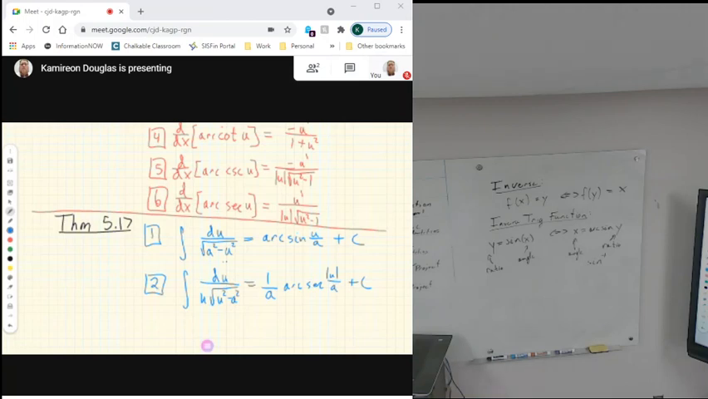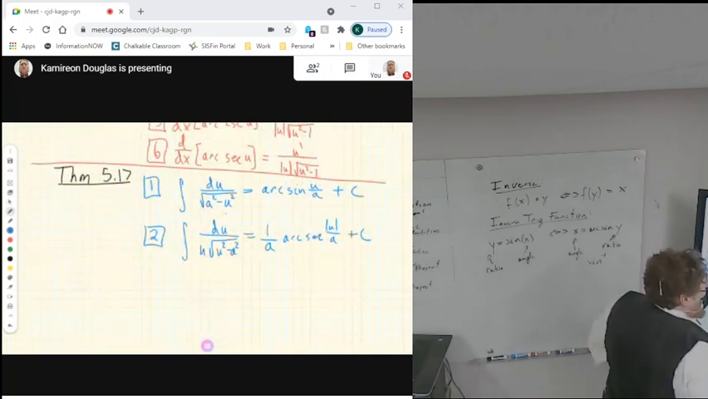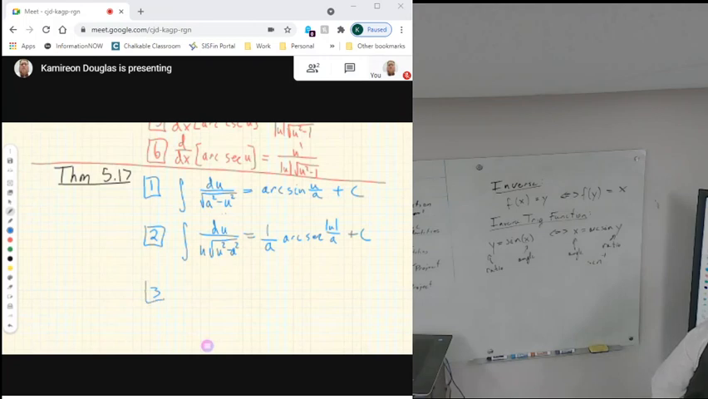And similarly, there's a relationship between tangent and cotangent. Therefore, with integration, we only need to know one of them, because if we need the other, we can always convert it. Number 3, the integral of du over a squared plus u squared is equal to 1 over a arctangent of u over a plus c.